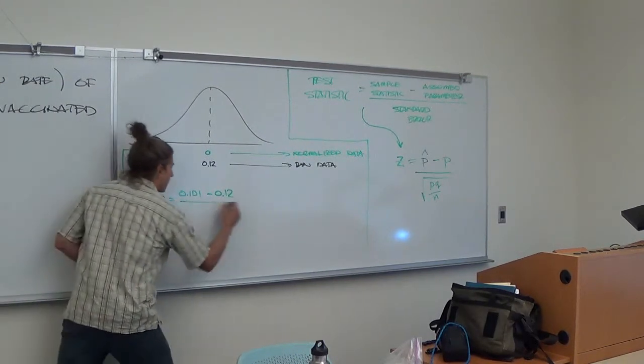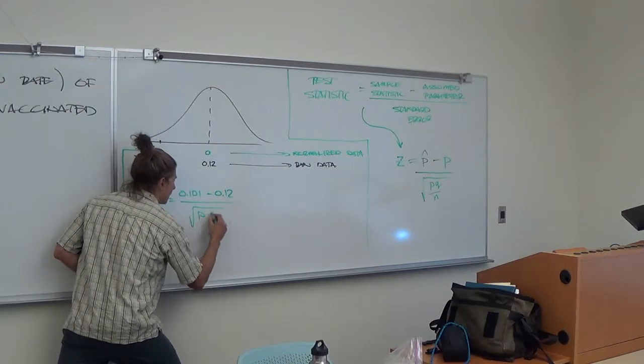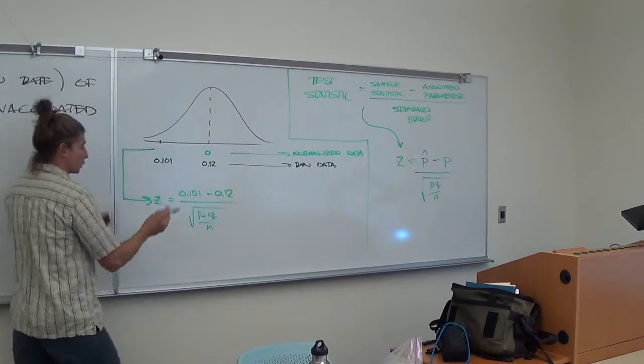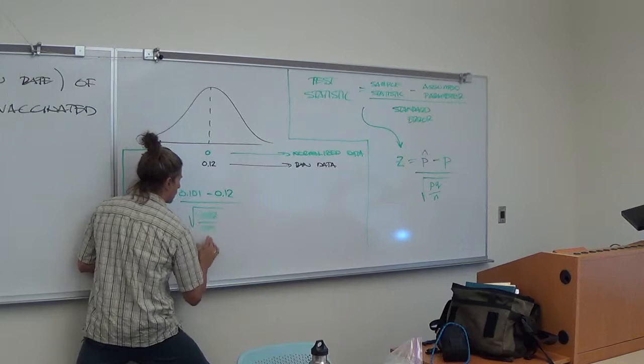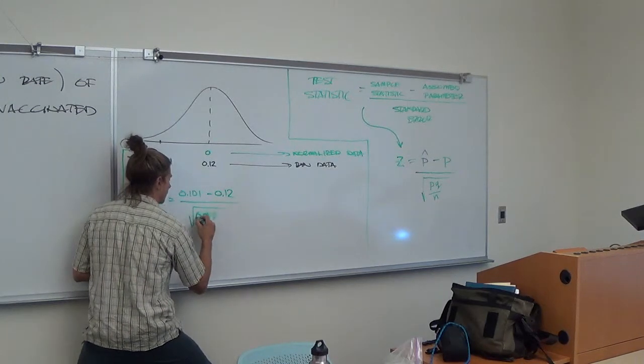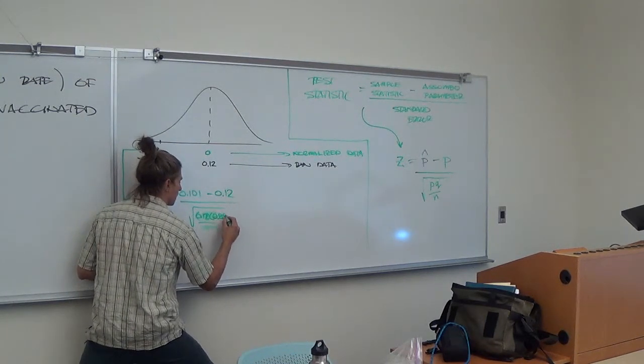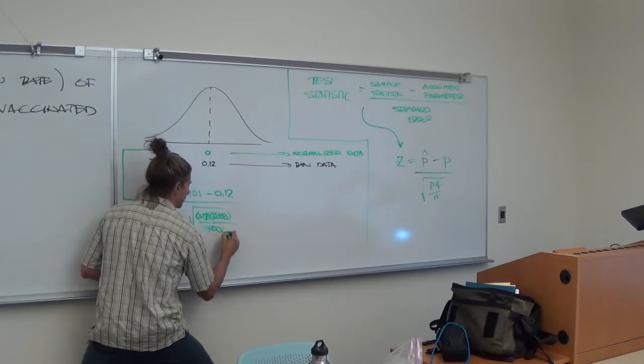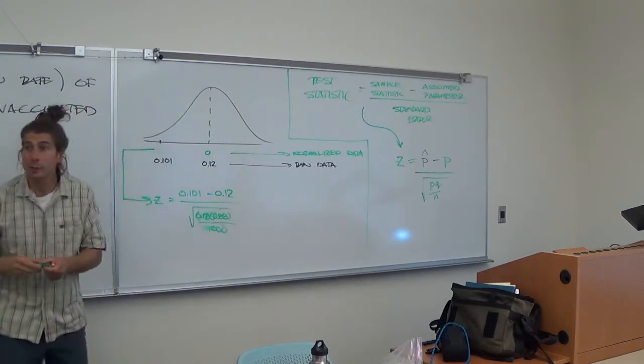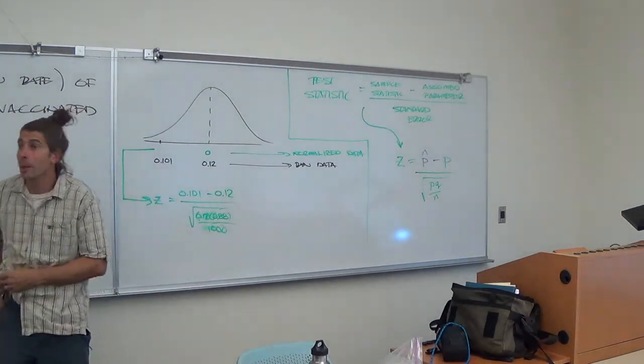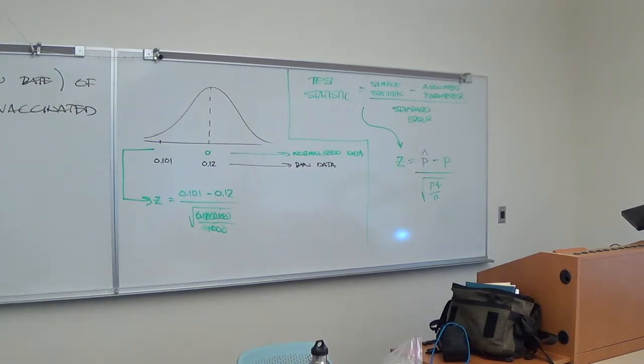So let's do it. Root pq over, excuse me, let me put the numbers in. Root 0.12 times 0.88 over 1,000. So assuming you're drawing samples of size 1,000 from the population, that's what it's going to end up looking like. Let's crunch the numbers.